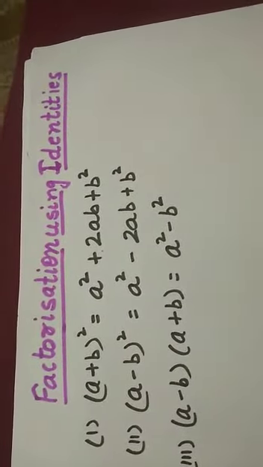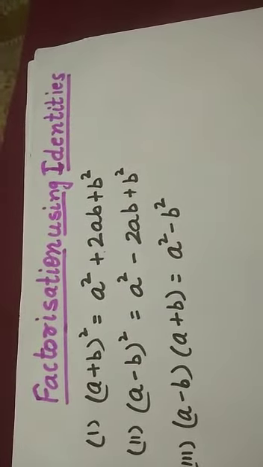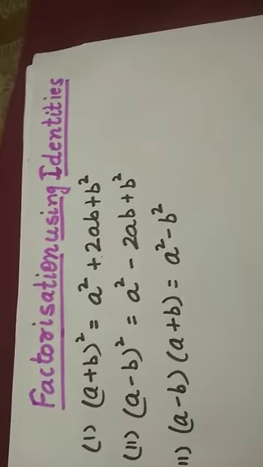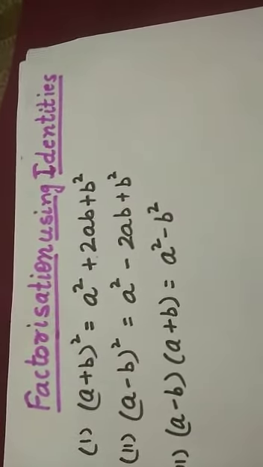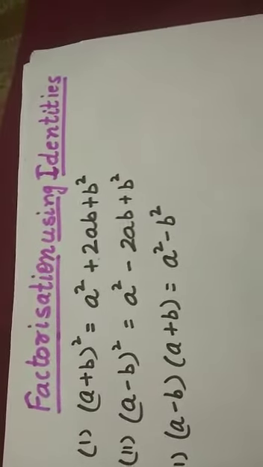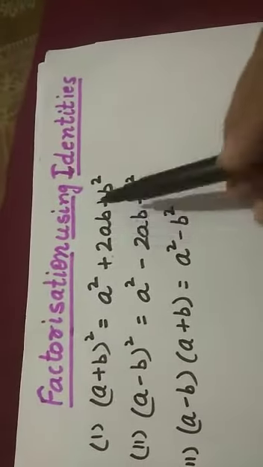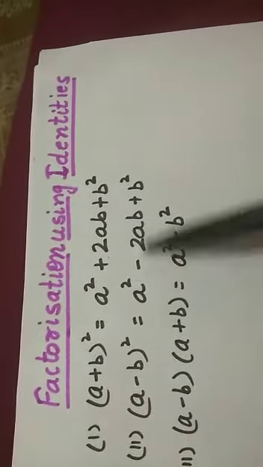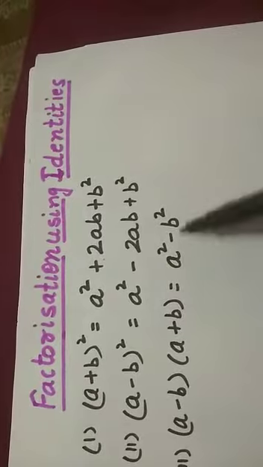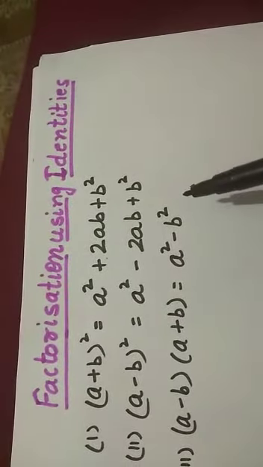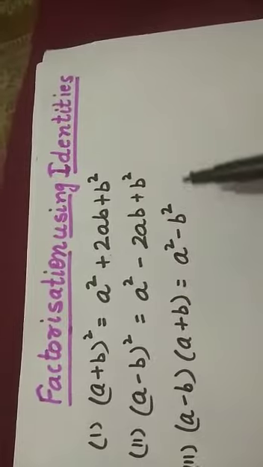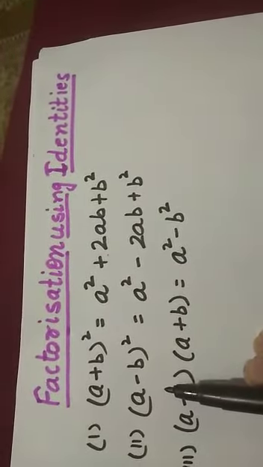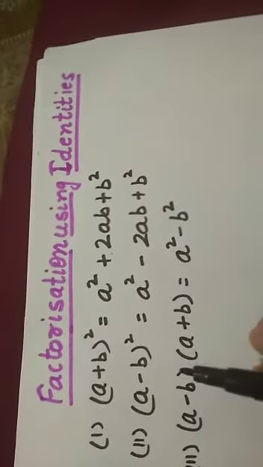What we have to do is check first if the expression is in the form that fits the right hand side of one of the identities, meaning any expression in the form of a square plus 2ab plus b square, or a square minus 2ab plus b square, or a square minus b square. Then the expression corresponding to the left hand side of the identity gives the required factorization.